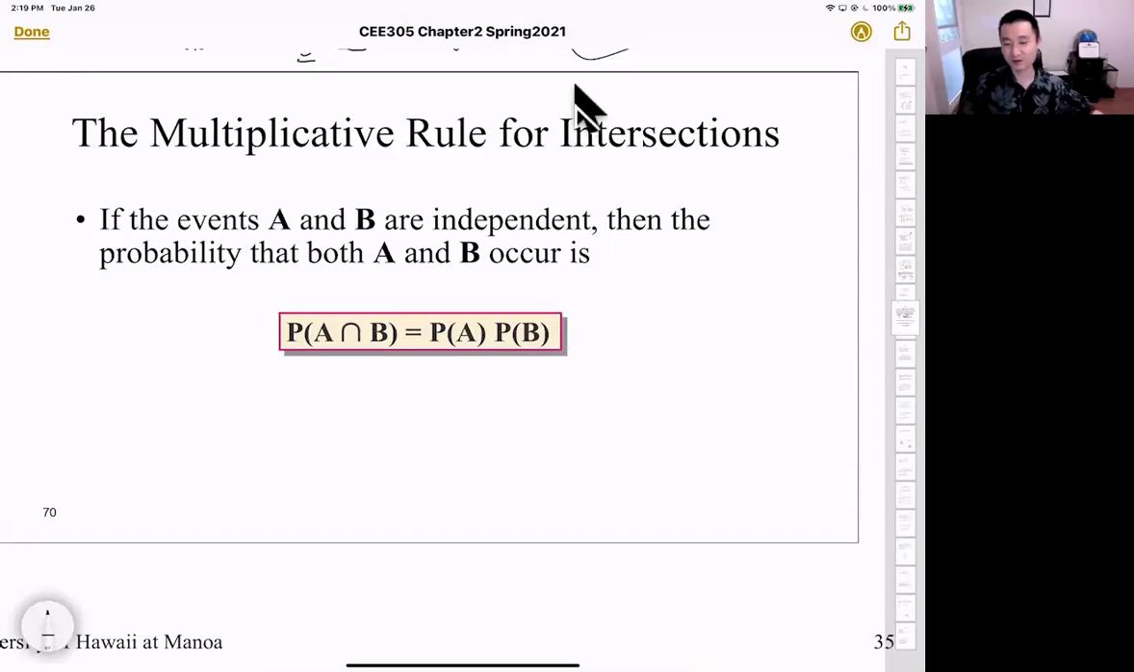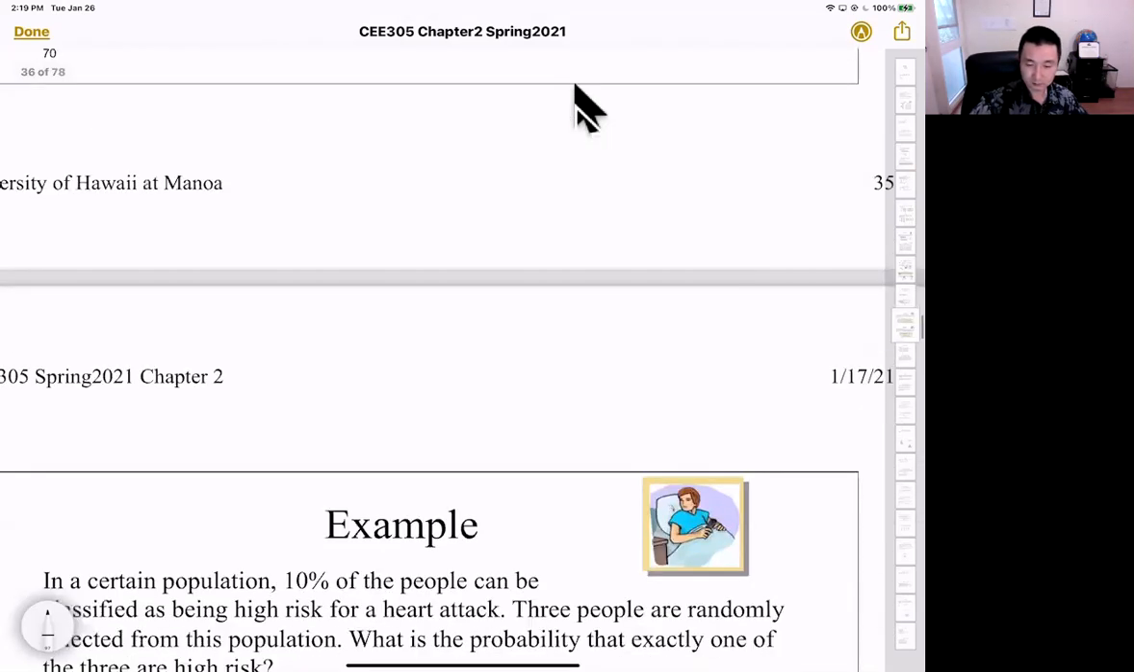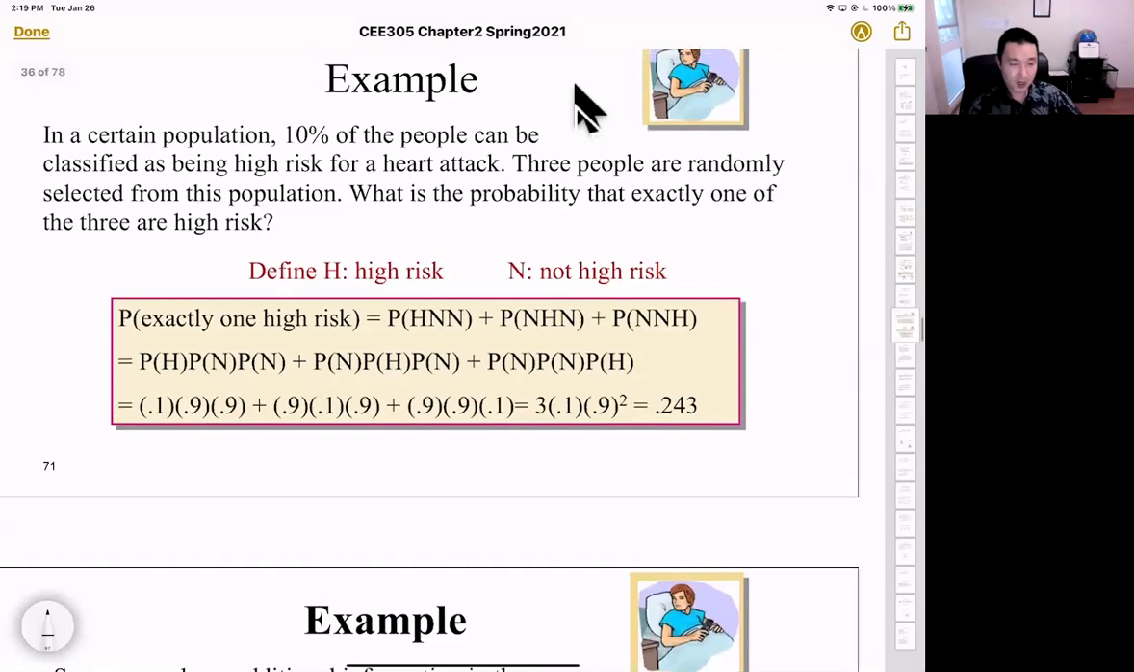Multiplicative rule for intersection. Okay, so if events A and B are independent, and then we know from last week, the probability that both A and B occur, P(A and B), where the half circle facing down is "and", okay, is equal to P(A) times P(B).